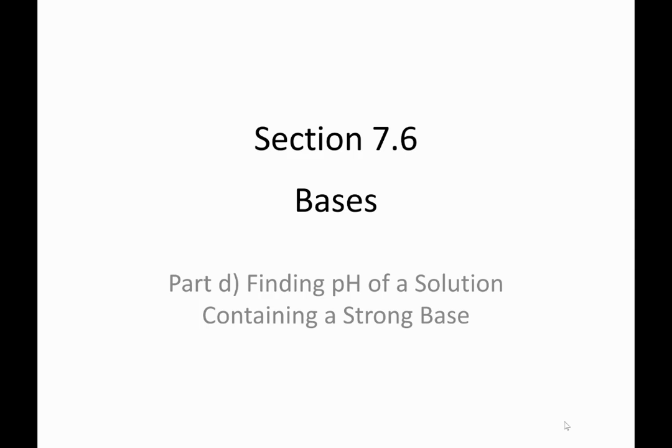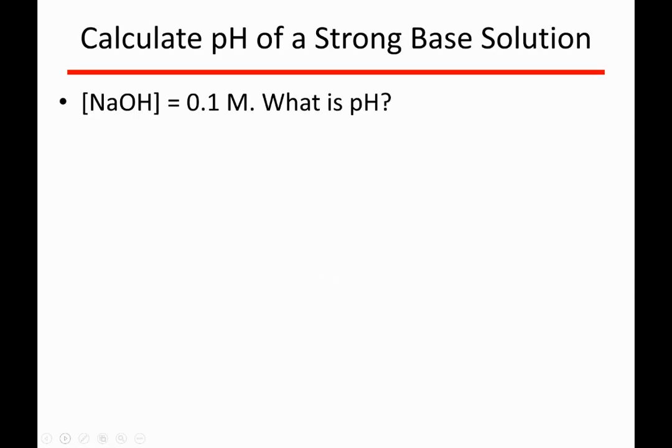Now let's talk about finding the pH of a solution that contains a strong base. Here we're asked to calculate the pH of a solution that has a NaOH concentration of 0.1 molar. We need to start this problem by thinking about what type of question we're dealing with here. And when we look at NaOH, we recognize that we have a soluble compound that contains the hydroxide ion.